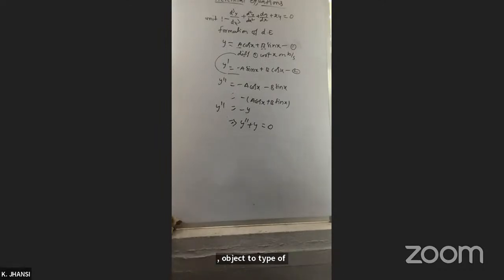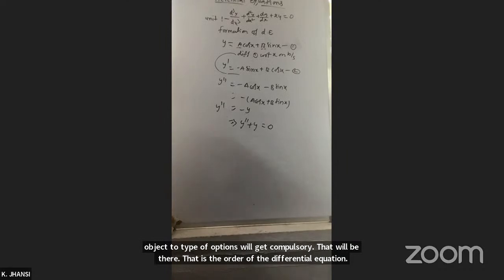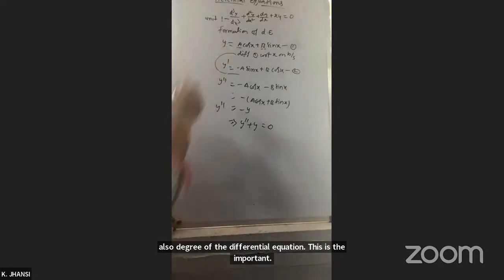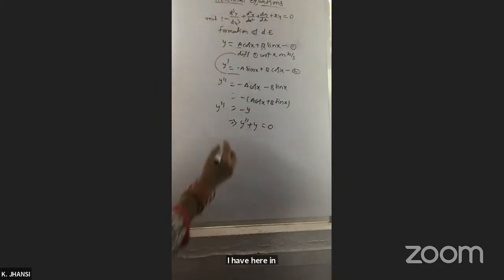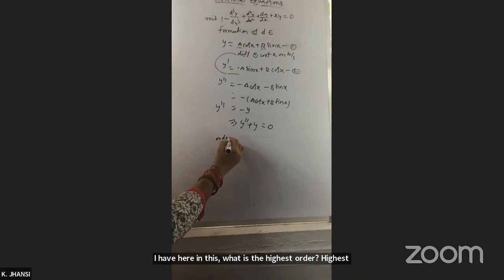That is the order of the differential equation and also the degree of the differential equation. This is an important concept. That is, if you have here, first I have written this one. In this, what is the highest order? The highest order is 3. So you can say that the order of the differential equation is 3.